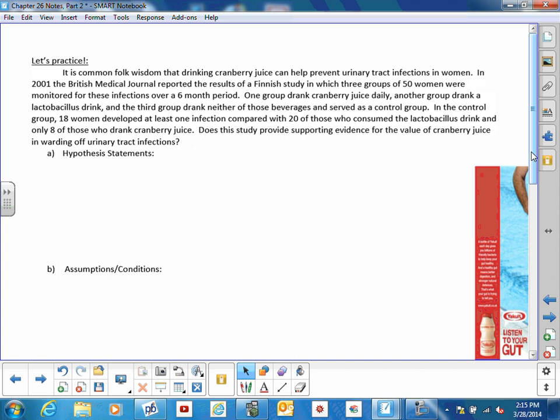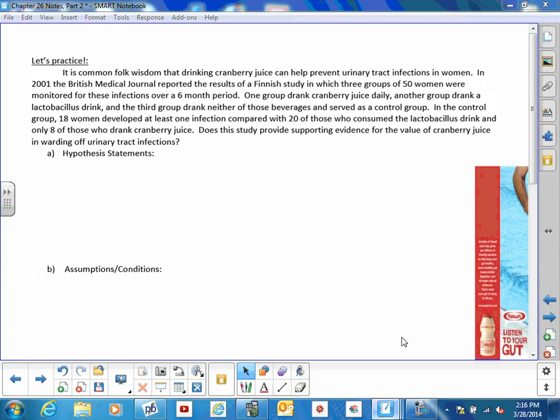Just a little side note. If we were talking about how many urinary tract infections they got, that would be referencing an average. You would average how many this group got and average how many that group got, and that is not chi-squared. Chi-squared would be the proportion that got a urinary tract infection and the proportion that did not. Okay, so it has to be a proportion. Chi-squared has to be proportion.